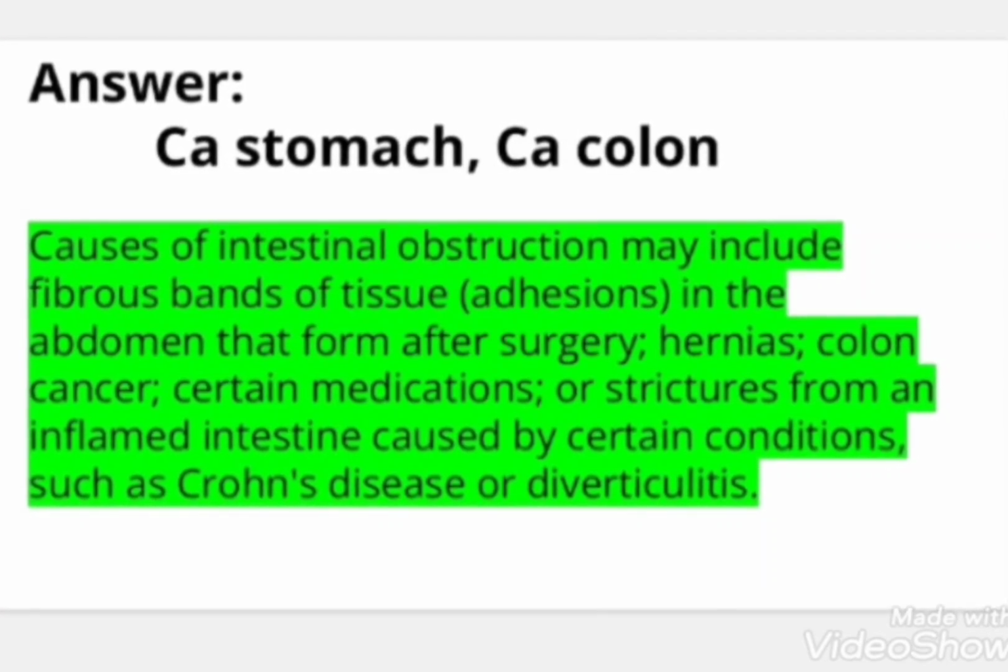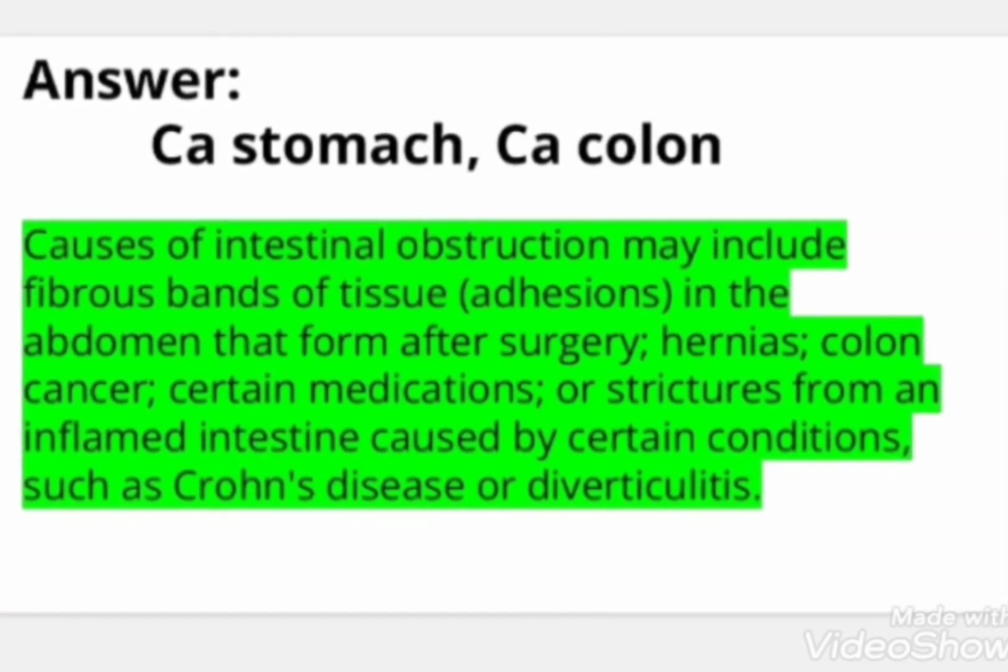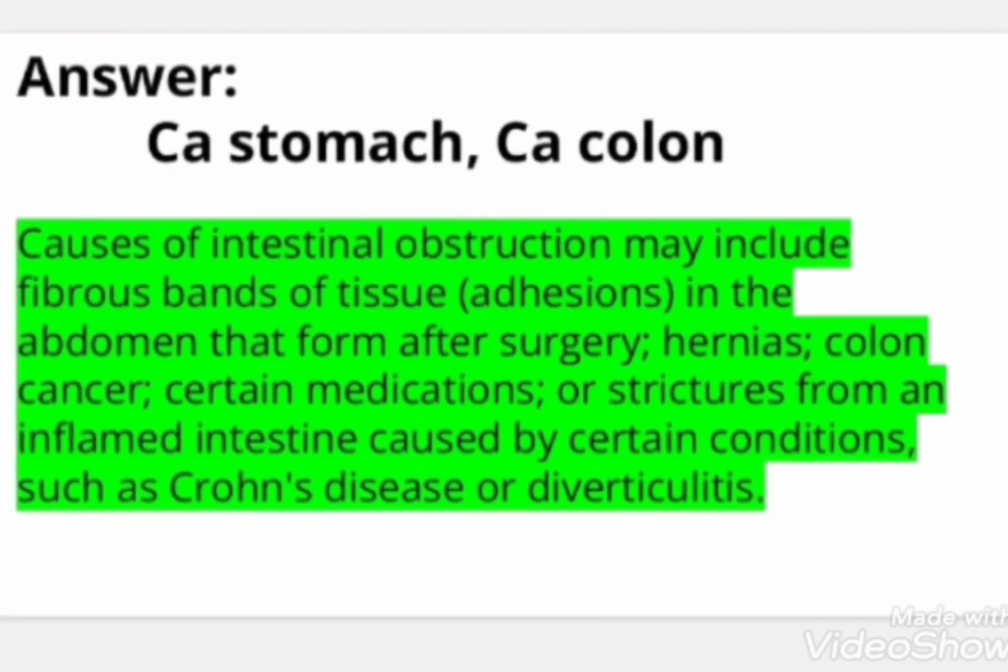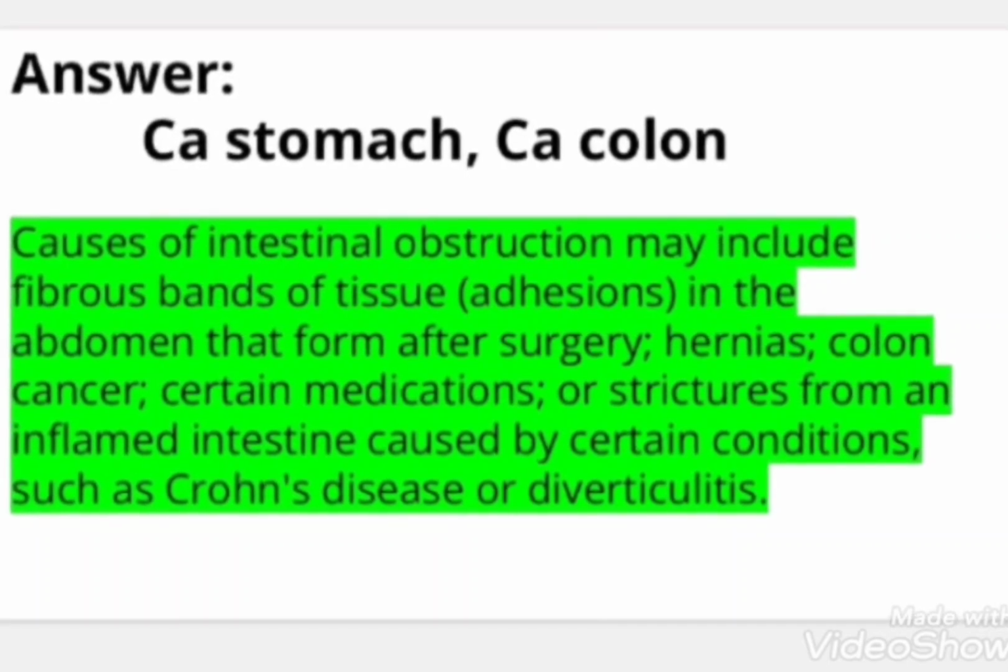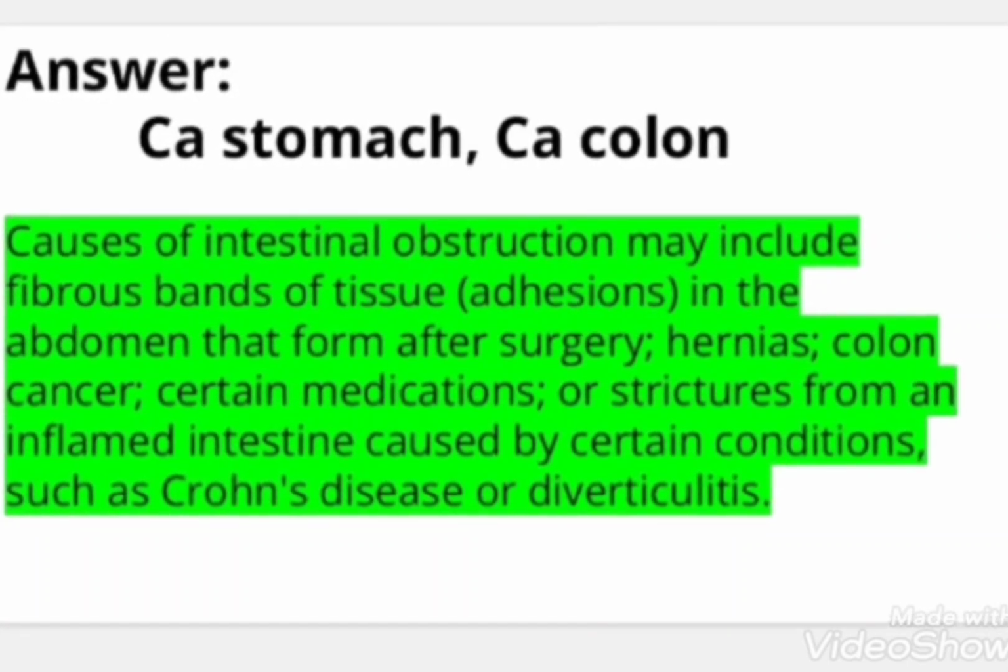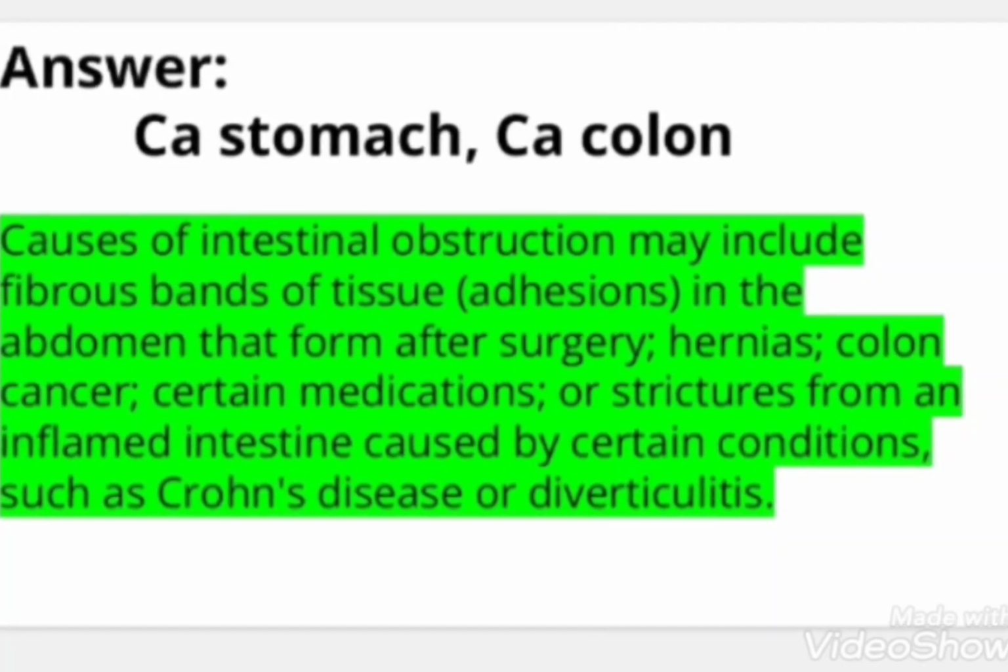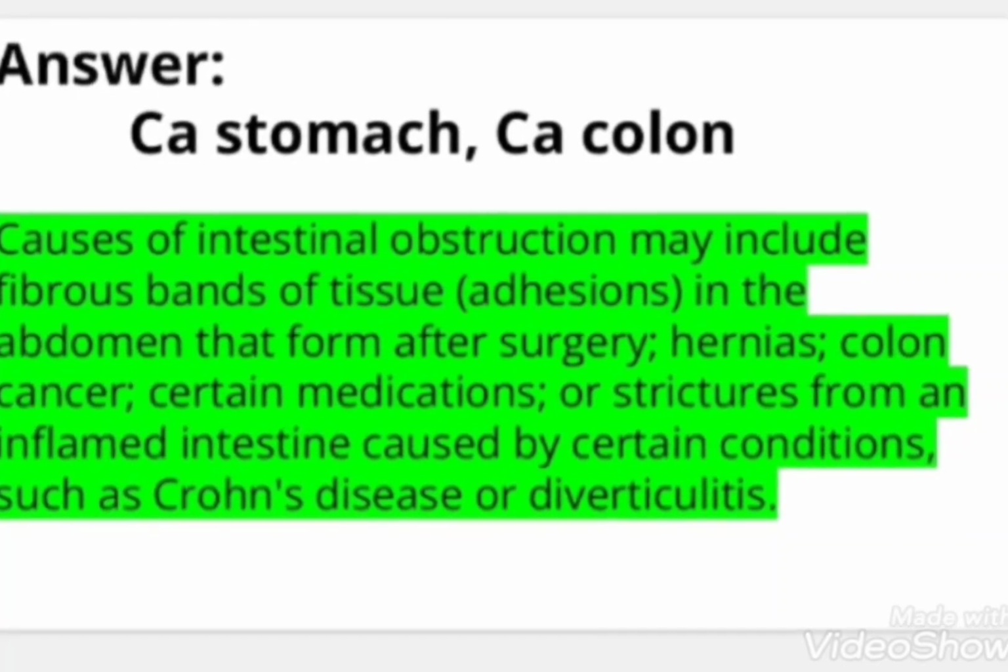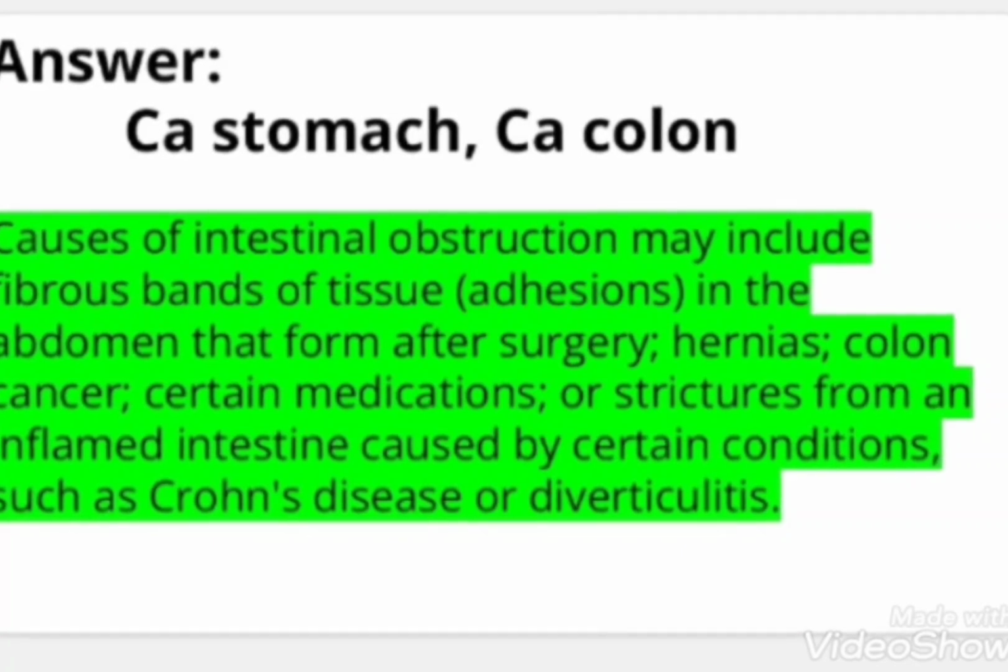Causes of intestinal obstruction may include fibrous bands of tissue adhesions in the abdomen that form after surgery, hernias, colon cancer, certain medications, or strictures from an inflamed intestine caused by certain conditions such as Crohn's disease or diverticulitis.